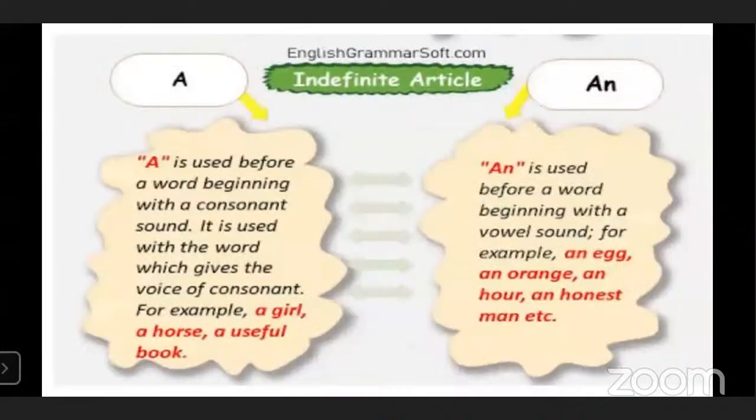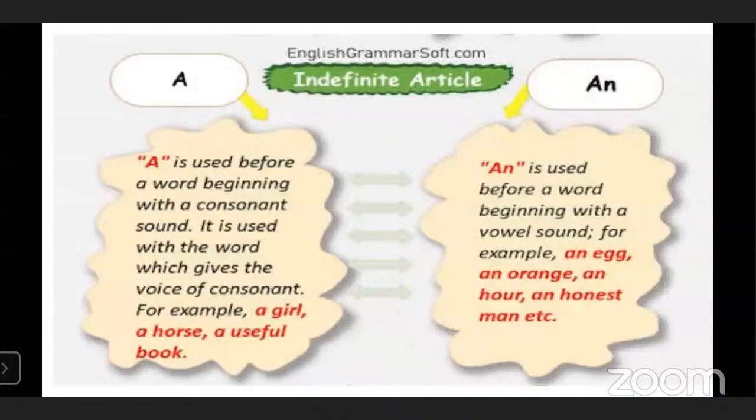Here, indefinite article. The was definite. That means we used it with a particular noun. Here it is indefinite. A is used before a word beginning with a consonant sound. Yes, children. Now tell me, what is consonant? That also we are going to see. A is used with a consonant sound. It is used with the word which gives the voice of consonant.